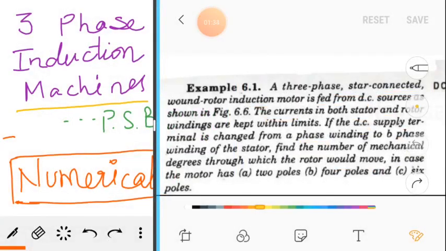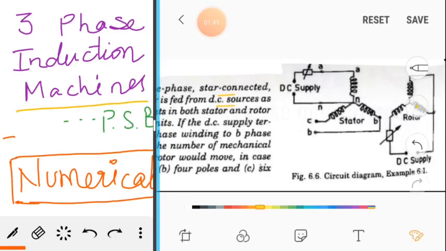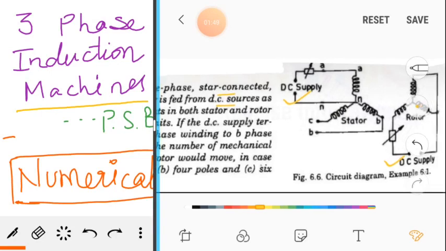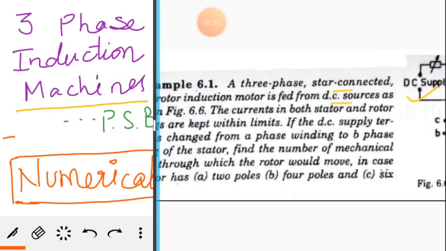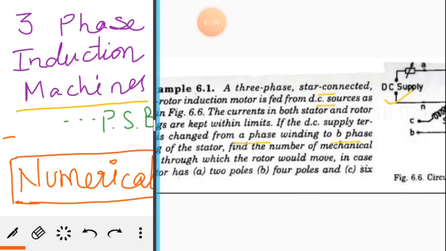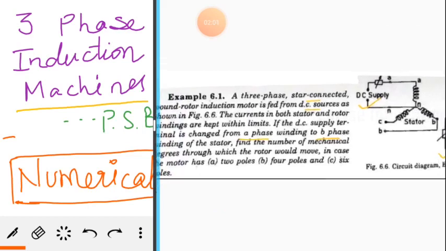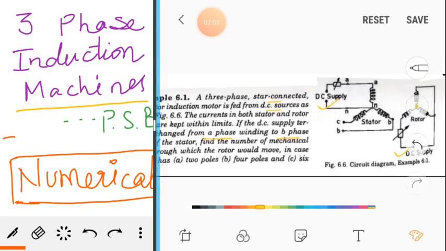So the star-connected rotor is fed from DC sources on both sides. Here we can see that a DC supply at phase A is applied, and at the rotor also a DC supply is applied. Then he is saying that if the DC supply terminal at the stator side is changed from phase A to B, then what is the mechanical angle through which the rotor will rotate. And then he says to find the mechanical angle for a 2 pole machine, 4 pole and 6 pole.